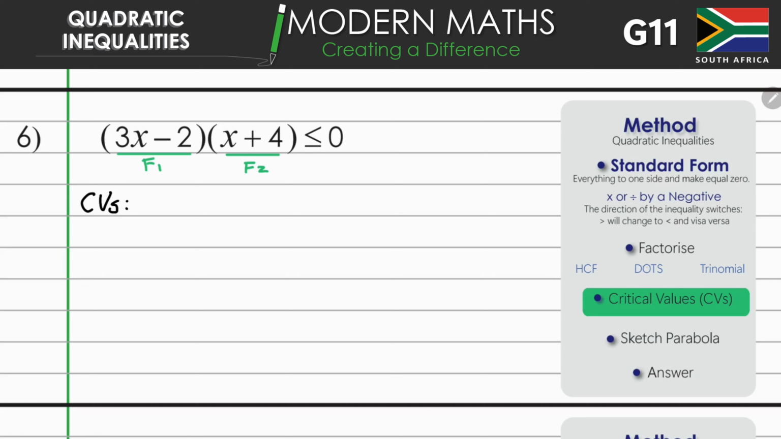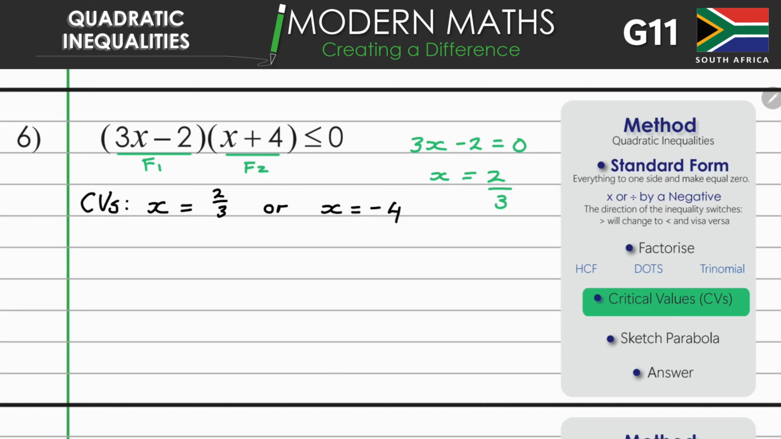So I'm going to go on a bit of a side mission to get that first critical value. So I grab the contents of factor 1, make it equal to 0, bring the 2 over, it becomes positive 2, and then I divide both sides by 3, and then the 3's on the left hand side cancel with each other and they can disappear, and x equals 2 over 3 is our first critical value. So our critical values will be x equals 2 over 3 or x equals -4.